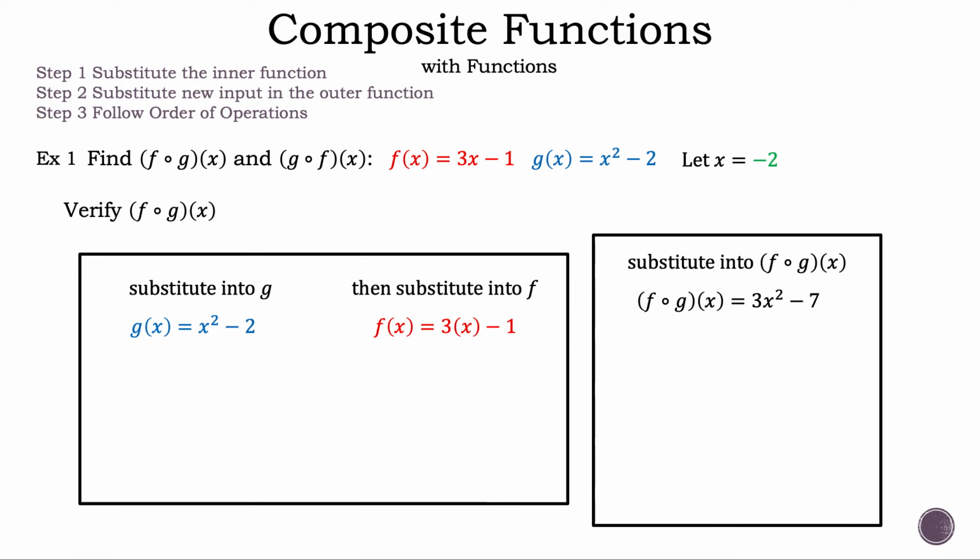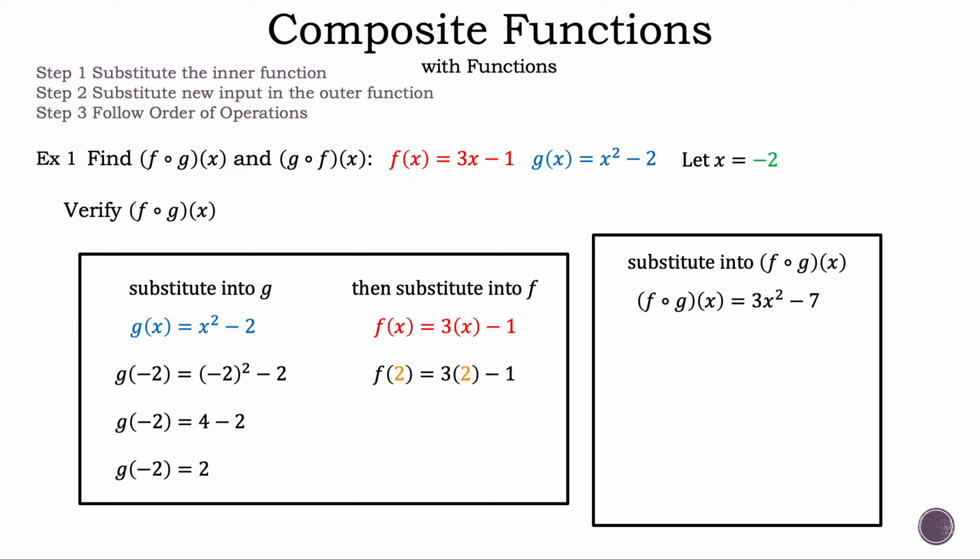Now let's verify f of g of x. We need to substitute any real number into g, then f, and compare the value to f of g. Usually, you want to choose a small number, but be careful with 0. That number is tricky. We chose negative 2 because negative numbers are awesome. So let's substitute negative 2 into g of x. So now we have g of negative 2 is equal to negative 2 squared minus 2. Negative 2 squared is 4, and 4 minus 2 is 2. So g of negative 2 is 2. And that is our new input.